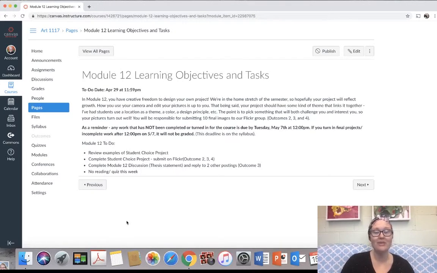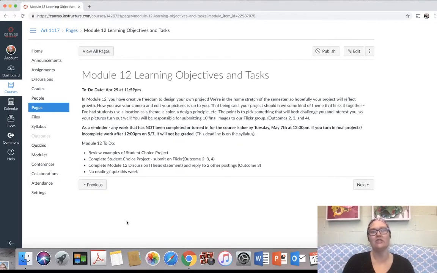So Module 12 means we're almost in the home stretch. We have 13 modules for this particular online class. Basically, in this module, you get to design your own project. So you should be thinking of things that you like taking pictures of. Usually if you have some kind of connection to it, it makes it a lot better. You're more interested in it, but you also want to push yourself a little bit, right?